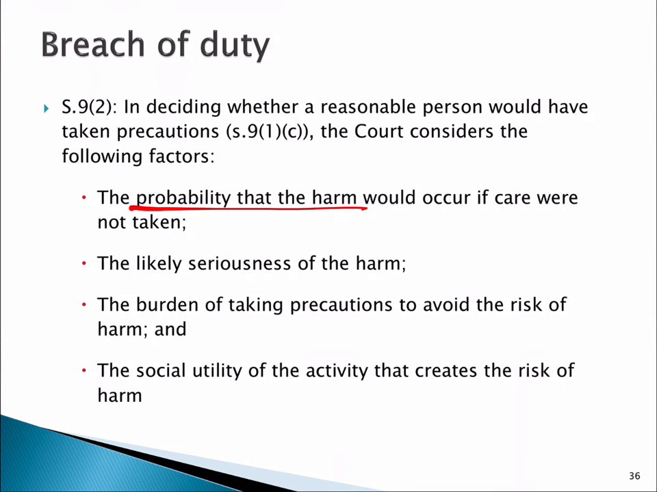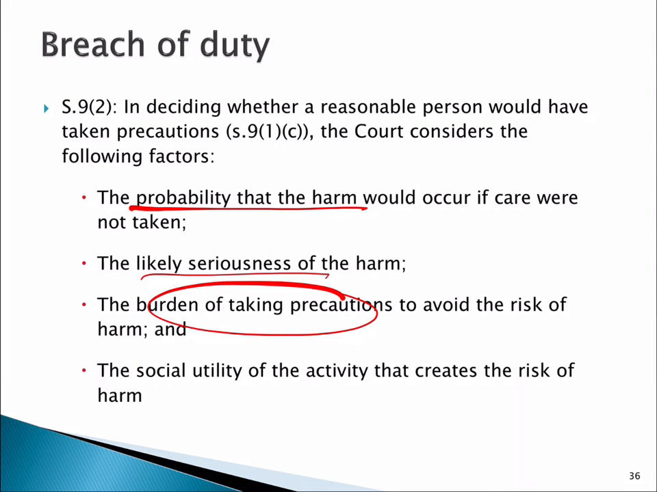Obviously, the more probable or the more likely that the harm would occur, the more likely a reasonable person would take precautions. We then look at the seriousness of the harm. And again, the higher the seriousness of the harm, or the more serious the harm, the more likely a reasonable person would take precautions. Now, this is where it gets interesting.